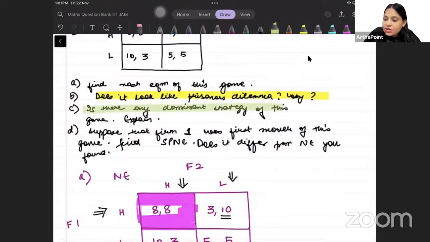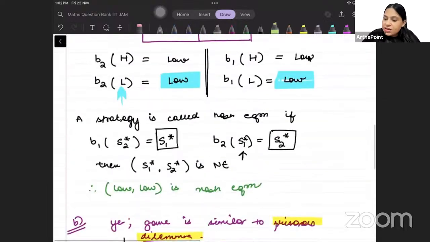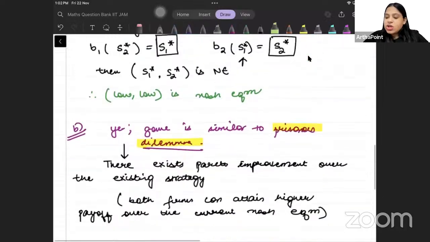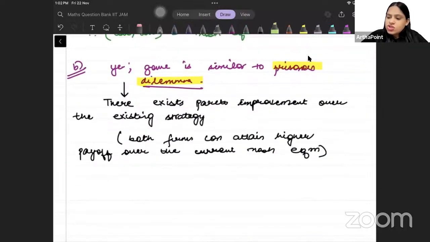Is there any dominant strategy of this game? Yes. You see that whatever the other firm is doing, whether the other firm takes high or low, this firm is always going for low. So each firm is not changing its strategy when the other firm is changing its strategy. Isn't that a dominant strategy? So part number C.